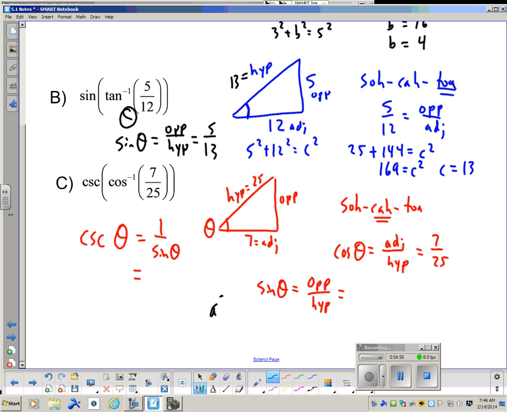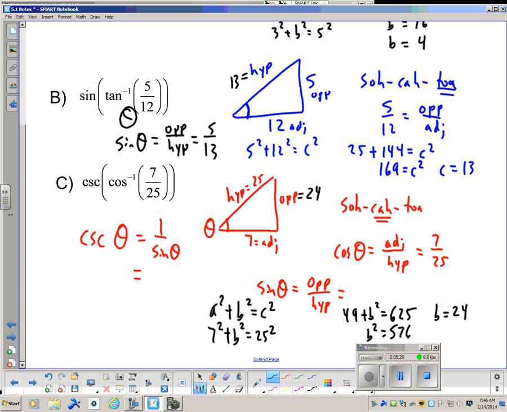So we've got a squared plus b squared equals c squared. So 7 squared plus b squared equals 25 squared. 49 plus b squared ends up giving us 625. So b squared ends up being 576 when I take 625 minus 49. Take the square root and b ends up being 24. So my opposite there is 24.